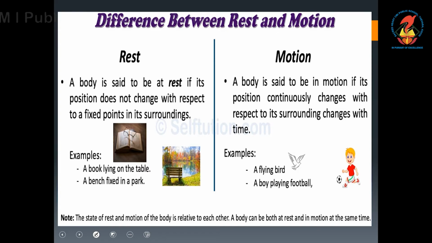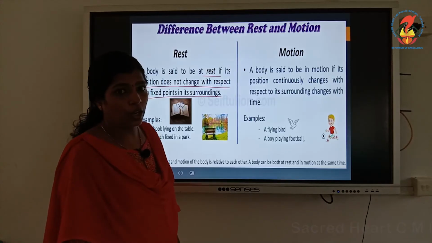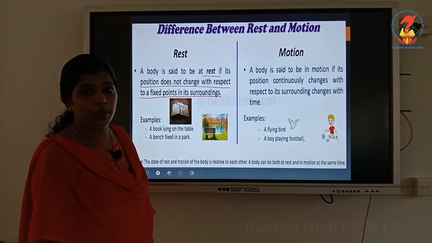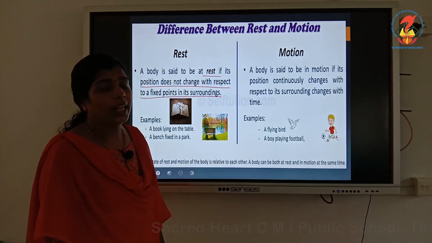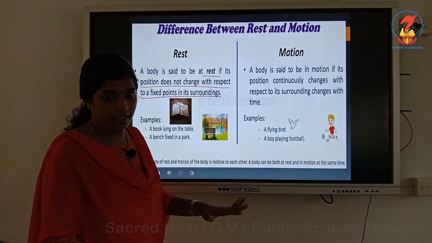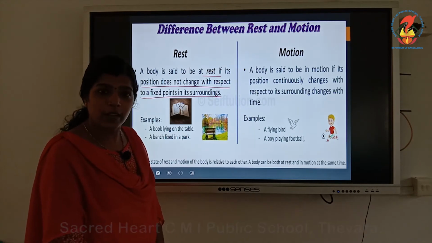So, the definition given for rest and motion. Rest means a body is said to be at rest if its position does not change with respect to its surroundings. With respect to the surroundings, if the position of an object is not changing, then we will say that object is at rest.